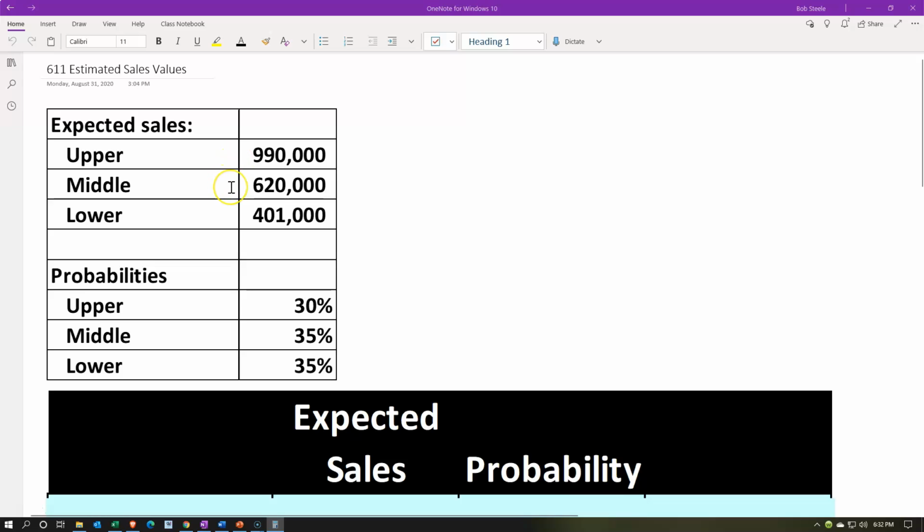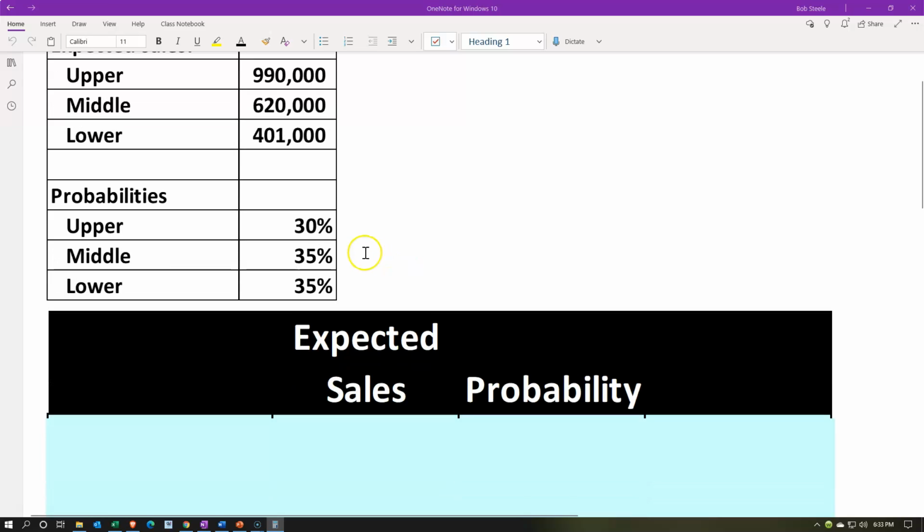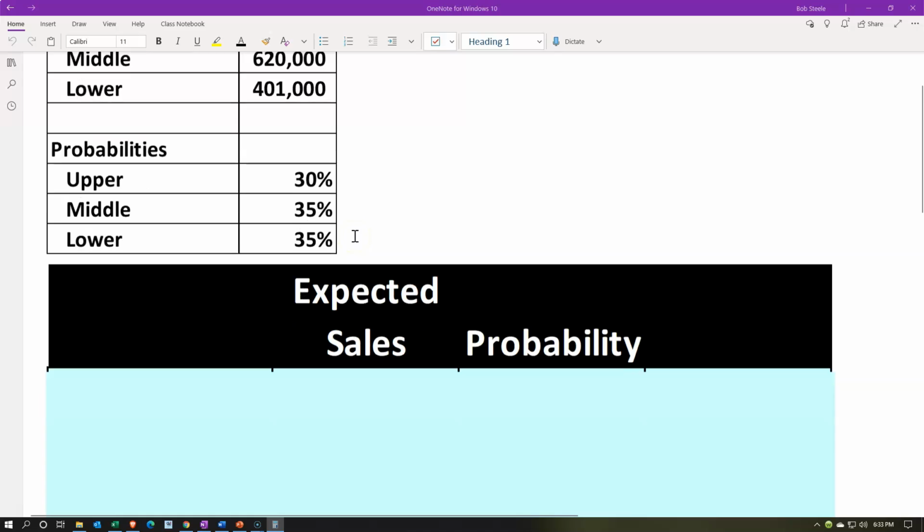For the middle, we might say we don't think this is exactly even. We're going to say that's about 35%, more likely to happen than the upper limit. And the lower limit, we're going to give a weight of 35% as well, more likely that there's a decline or a continuing bad economy than that the economy jumps up. And so we can then take these numbers and try to work another type of estimate based on this weighted average method.